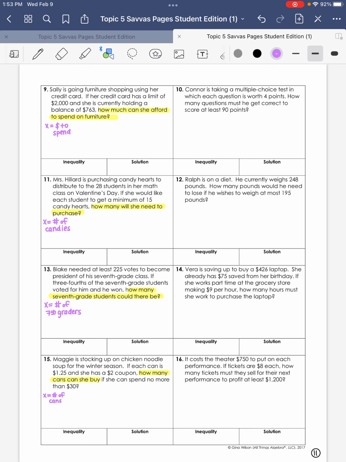Hey y'all, today is Thursday and I'm continuing our notes with a second video. I'm on page 11 in your packet, and now we are going to do two-step inequality word problems. Some of these actually might be one step, but they're just inequality word problems. So let's get started with number 9.